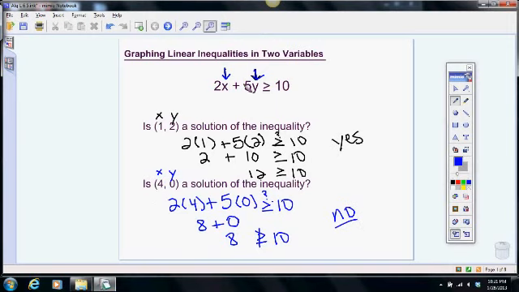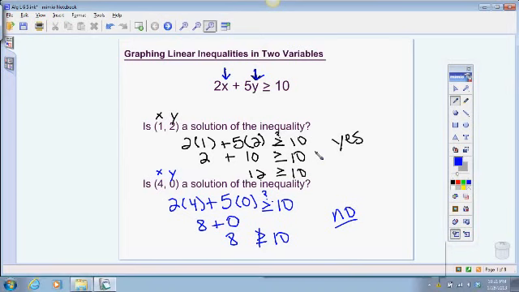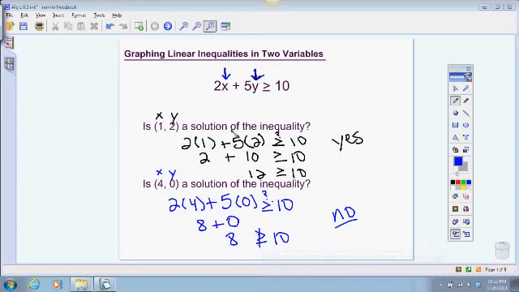So when you're wondering if things are solutions or not, you substitute your x and y values in from the ordered pair they give you. But remember, you're not coming up with, is it equal to 10? You want to know, is it greater than or equal to 10? Or sometimes it'll be less than or equal to the number, greater than, or just less than. And that's important for when we learn to graph. So make sure that you really understand what it means to be a solution of the inequality.